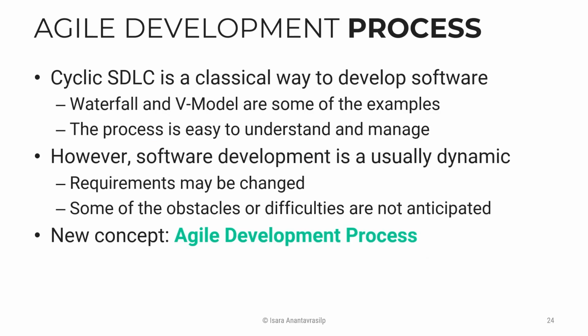Introducing Agile. Agile, or the Agile development process, is a software development process that is aimed to handle changes. Traditional cyclic SDLC, like what you saw earlier, is a classical way to develop software. Software development methods such as waterfall or V models are examples of those old ways. We will talk about them later during the course too.